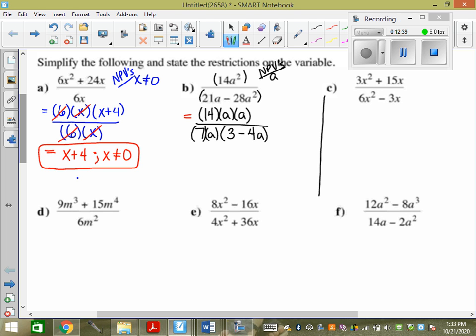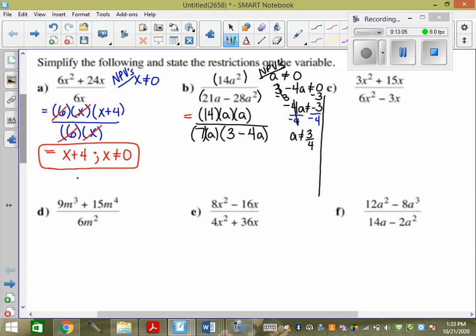I have a cannot equal 0, and I have 3 minus 4a cannot equal 0. Subtract the 3. Negative 4a cannot equal negative 3. Then I divide by negative 4. A cannot equal 3/4.